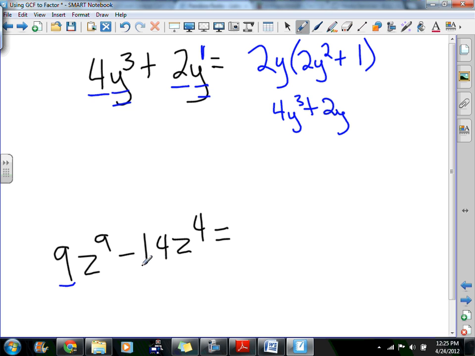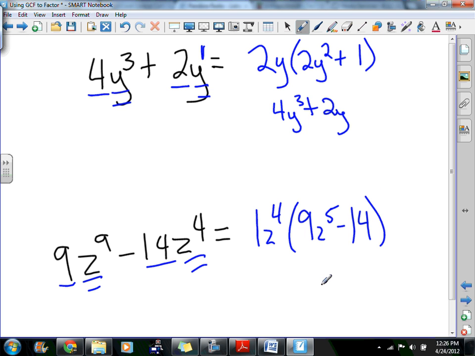Down here on the bottom, I look at the greatest factor of 9 and 14, which is nothing, or just 1. And then I look at the z's, and I think, how many z's can I pull out of each term? I can get 4, because this will be 9z to the 5th, and this will be minus 14. Now I distribute back in, and I end up getting 9z to the 9th minus 14z to the 4th, which is what I started with, so I'm good. Both those checked out.